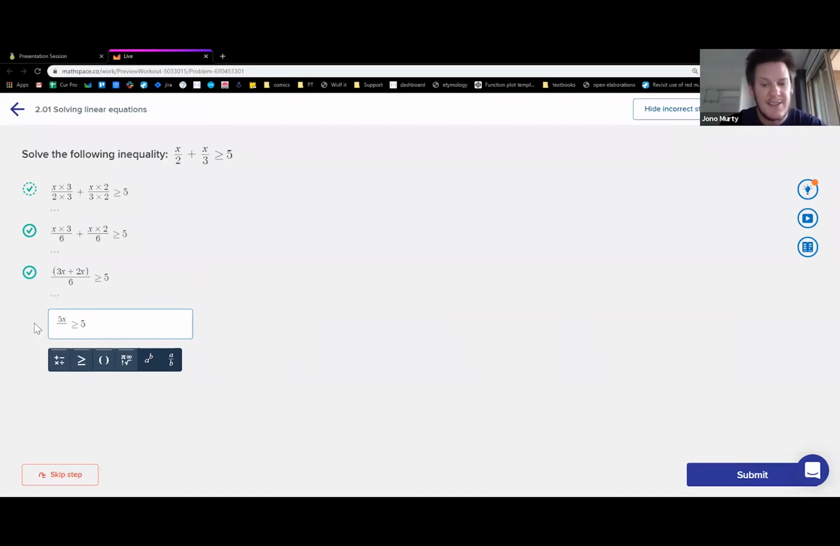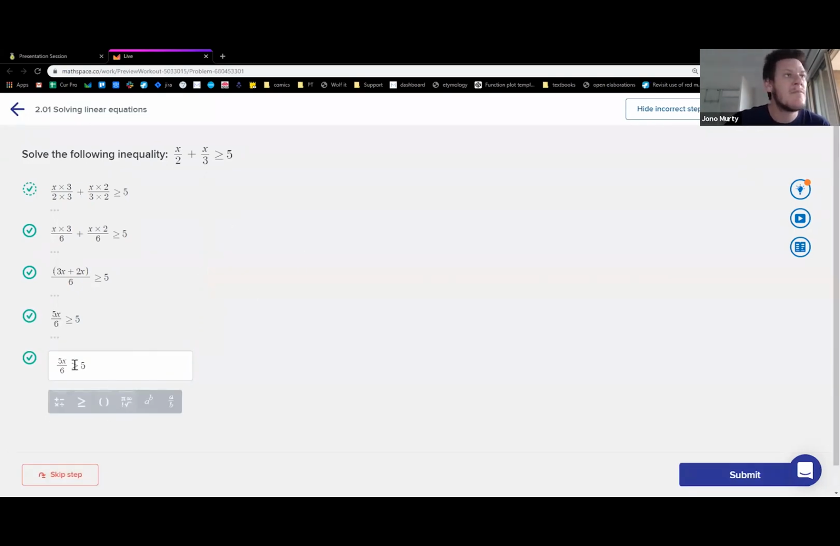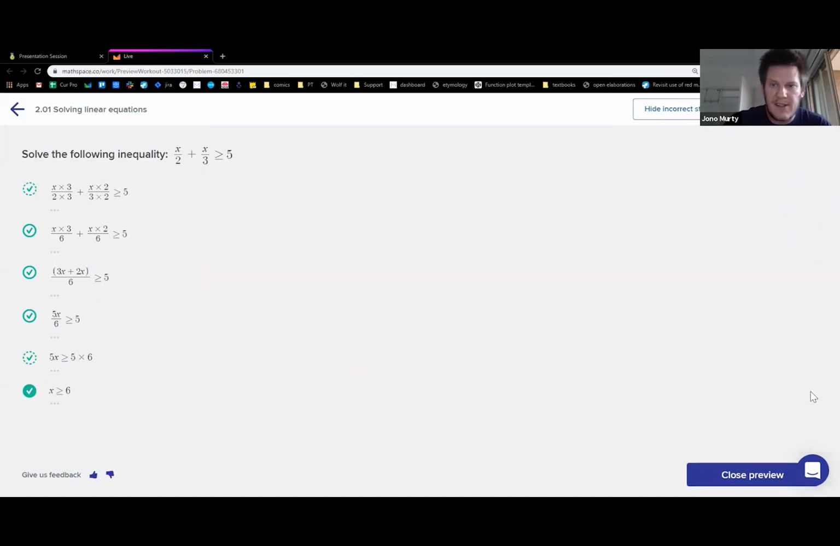Gives me 5x on 6 greater than or equal to 5. Now all I need to do is get rid of the dividing by 6. So we times both sides by 6. Oh, that's nice and easy. I've got a 5 on both sides, so let's just get rid of them. Don't even need to evaluate that. And we get x is greater than or equal to 6.